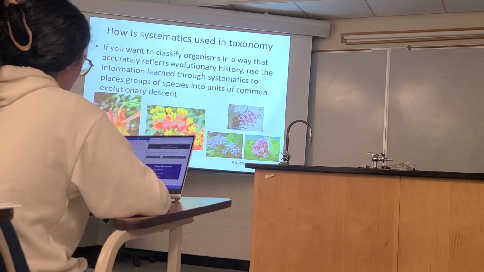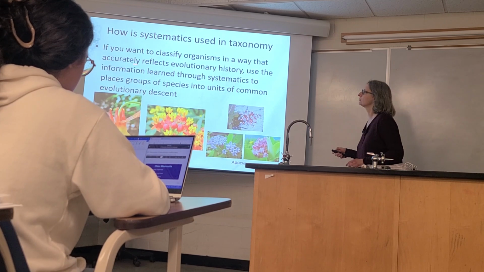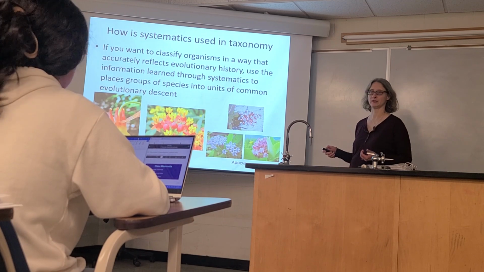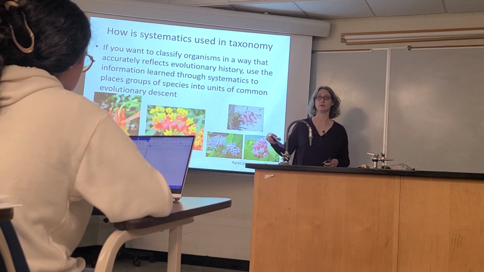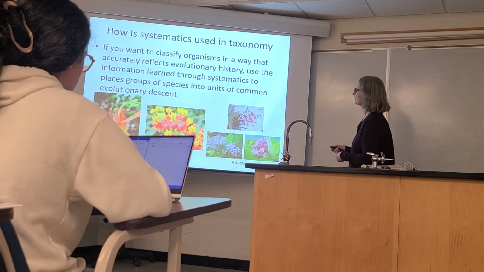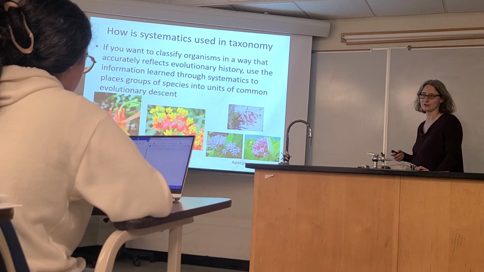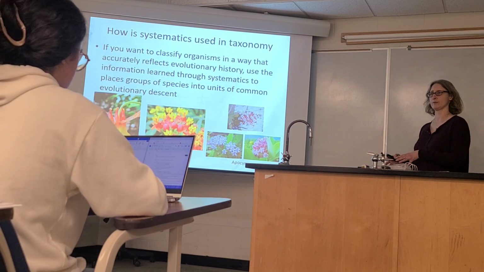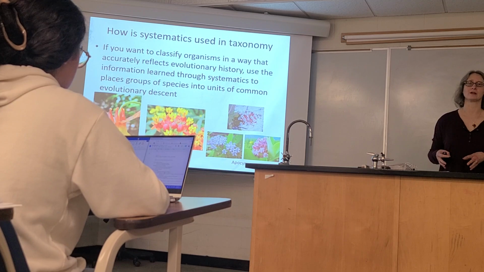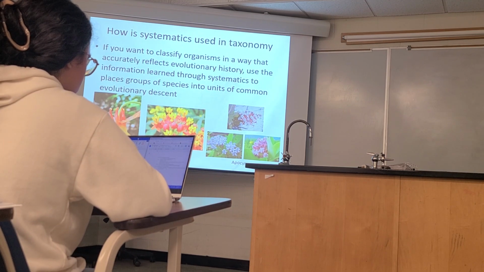So what we're going to try and do instead is this, right? If you want to classify organisms in a way that accurately reflects their evolutionary history, use the information that you learn through systematics, right? Through systematics, we would learn that the anatomy of this flower is an evolutionary trait, right? Not the color. And so by learning that information, then we can place groups of species into common units based on their evolutionary descent. Okay? So we're taking systematics and using that for the purposes of taxonomy, and that's where everything is going nowadays, right? Not just within plants. All things are being organized like this.